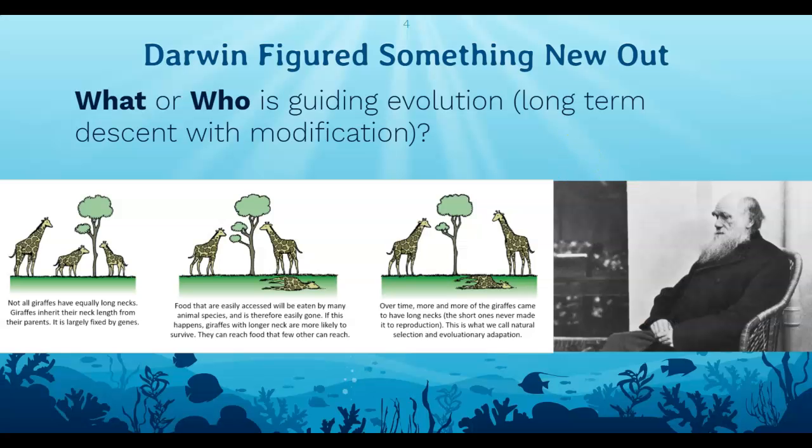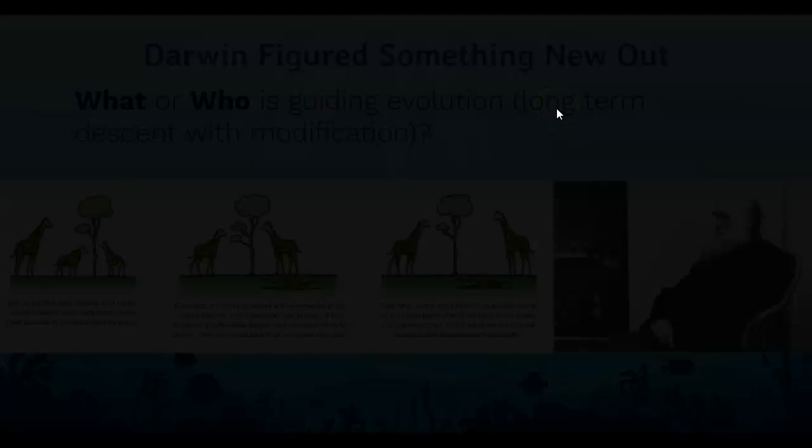Okay, scientists knew that organisms changed over time, but Darwin figured something new out. He figured out that the thing guiding evolution, the long term descent with modification, so how species change over time, is nature. And nature is hard to survive in. So if you're better at surviving, if you're more fit, if you have more adaptations, then you are going to pass on your traits to your offspring. And that's how we get new species, and that's how species die out as well.